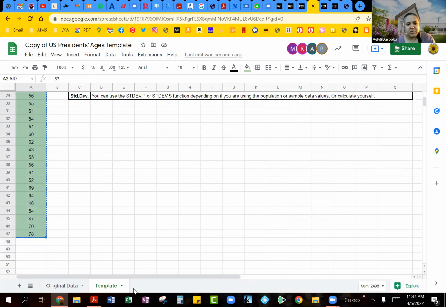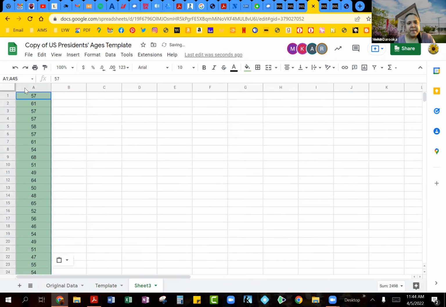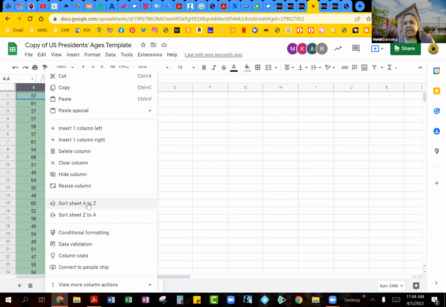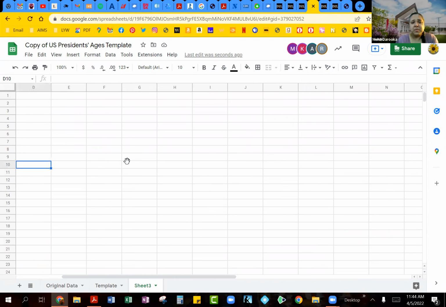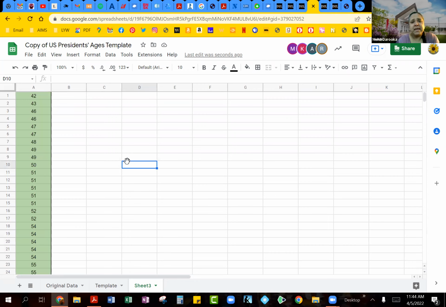Okay, let's open just a new blank sheet. Paste it here. Remember how I showed you to sort it last time? So select that column. When the arrow appears, go ahead and sort it from A to Z. So that would put it from smallest to largest number. And you can see 42 is the youngest age that we had for a president. And I believe Joseph Biden is the oldest president we've had at 78 years old. So he would be the oldest at that age.